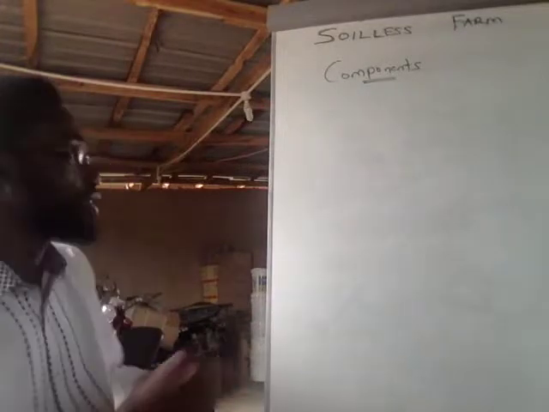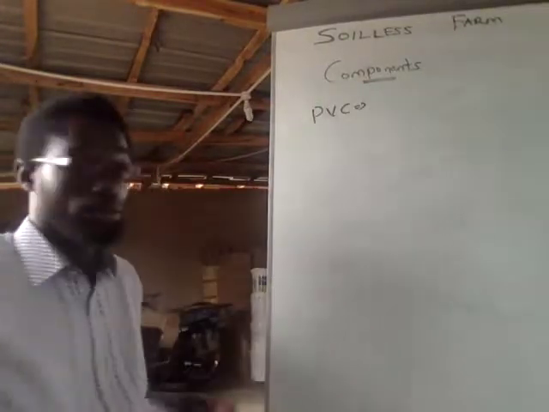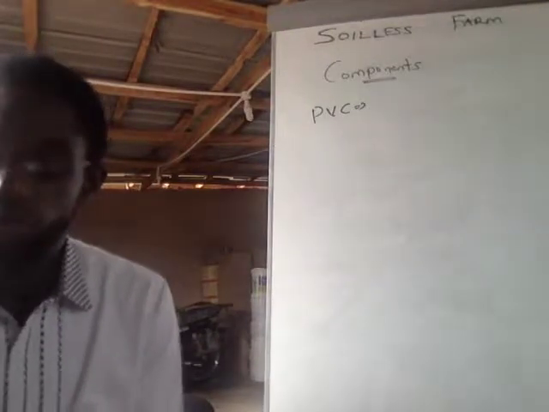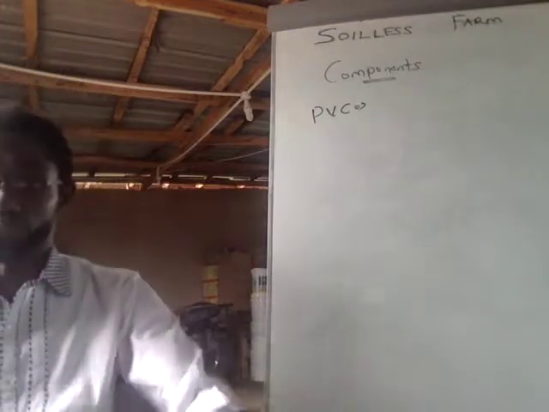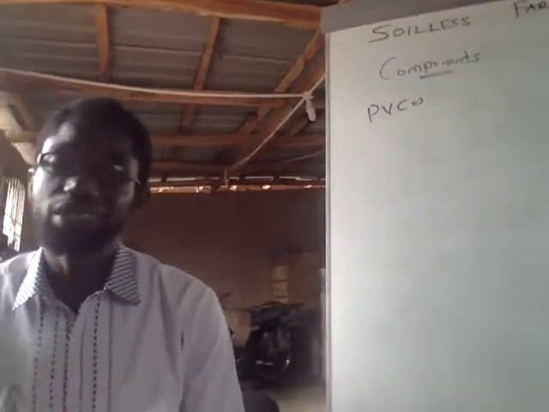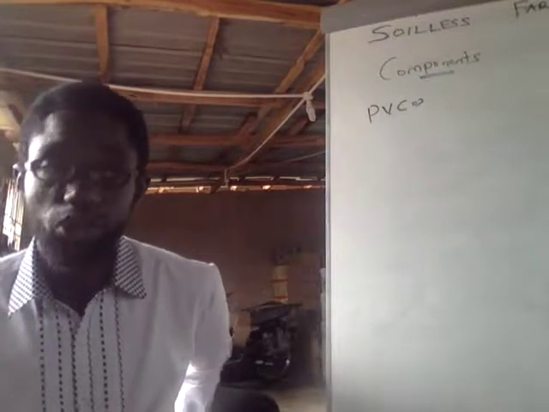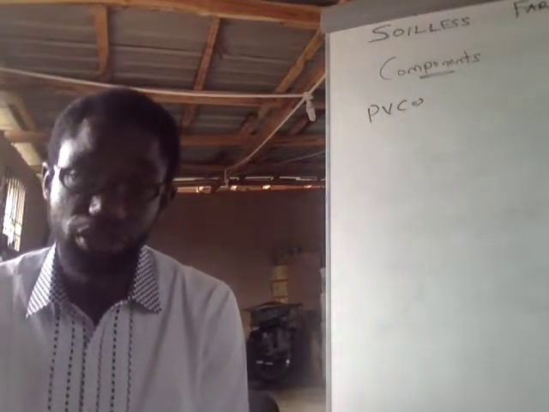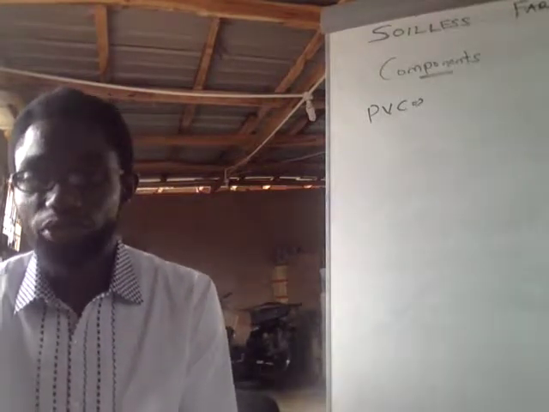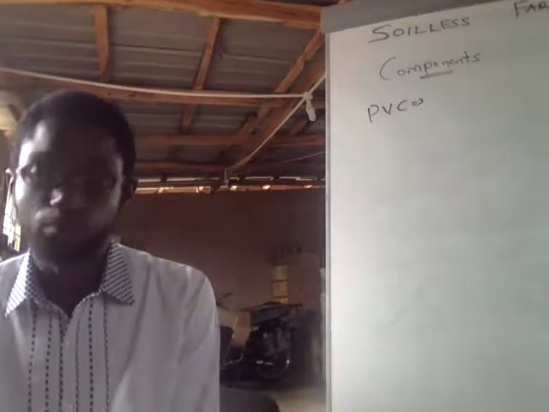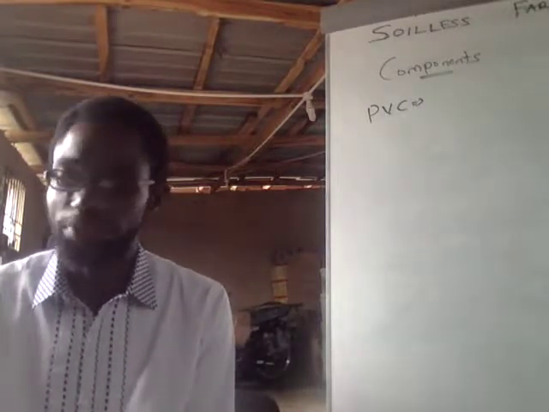So universally, we use more of PVC for our plumbing. I know you all know that. And the reason for this is simple: PVCs are universally available, which means almost everywhere you go, you have PVC. Two, they are considerably cheap. I'm not saying they are free, but they are considerably cheap.